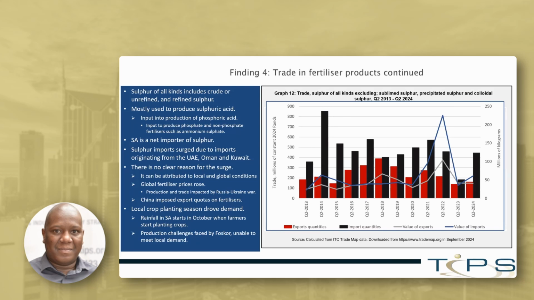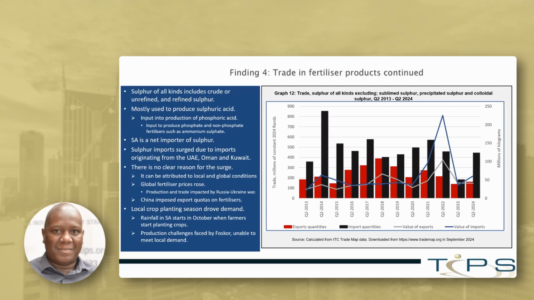South Africa is a net importer of sulfur. Sulfur imports surged due to imports originating from the UAE, Oman, and Kuwait. There is no clear reason for the surge. It has been attributed to local and global conditions, with global fertilizer prices having risen. Production and trade were also impacted by the Russia-Ukraine war. China also imposed export quotas on fertilizers.